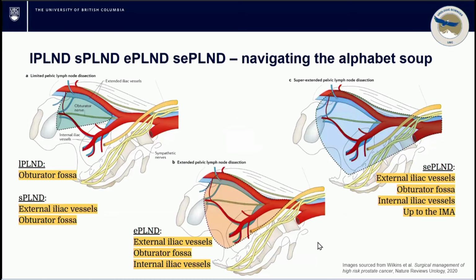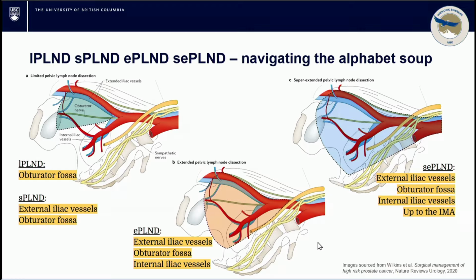Okay, so I've been a little bit rude. I realize I've been throwing out terms like standard, limited, extended, super extended lymph node dissection without being clear on what they mean. And I also won't pretend that there's complete consensus to this. But for the purposes of my presentation, a limited pelvic lymph node dissection is just the obturator nerve and what's around it. A standard pelvic lymph node dissection is the obturator and external iliacs.